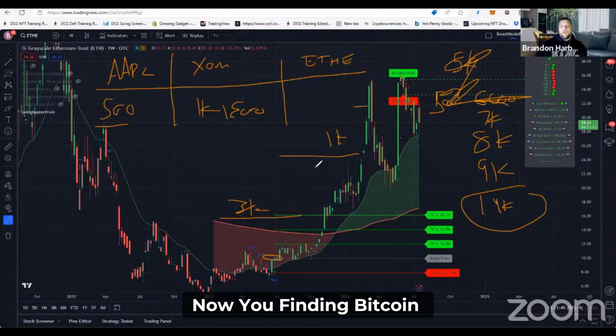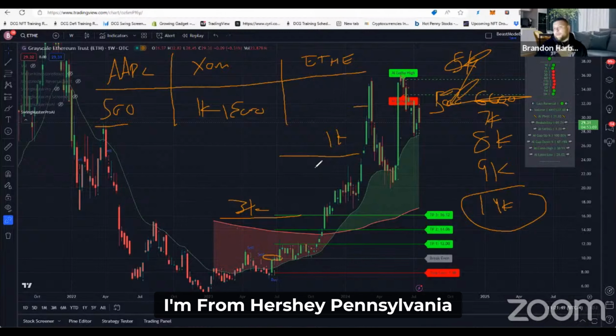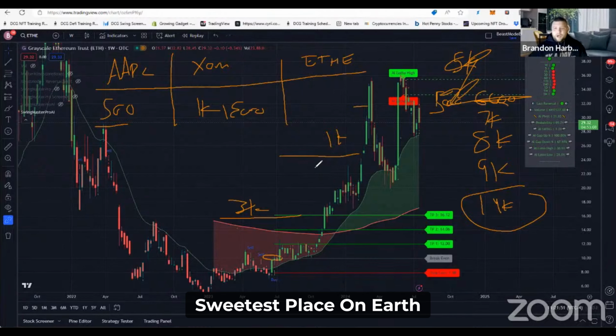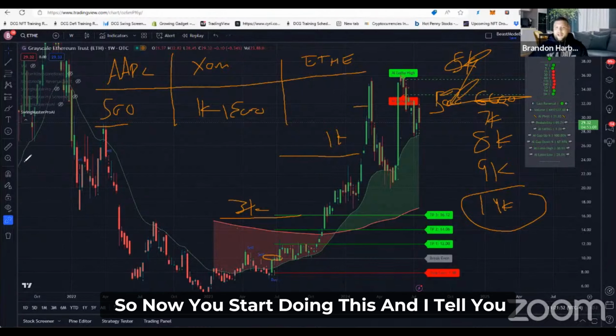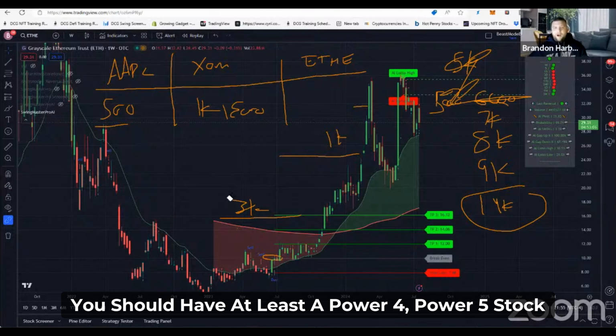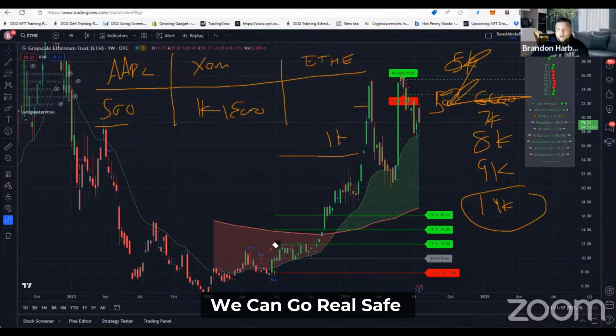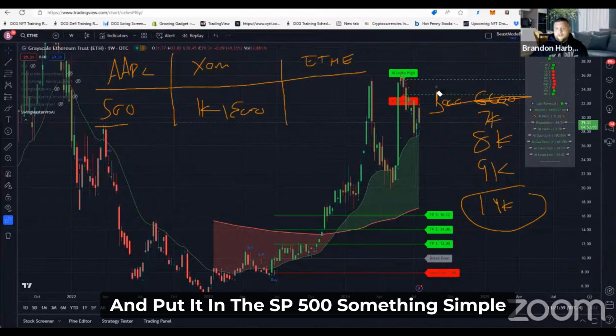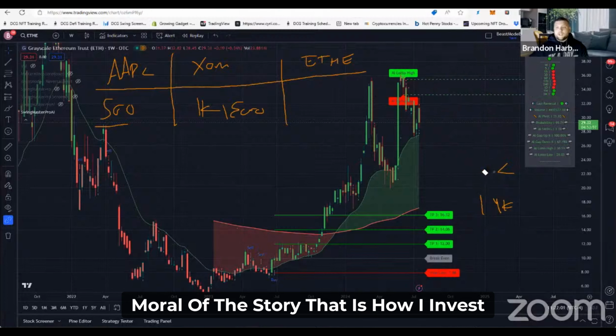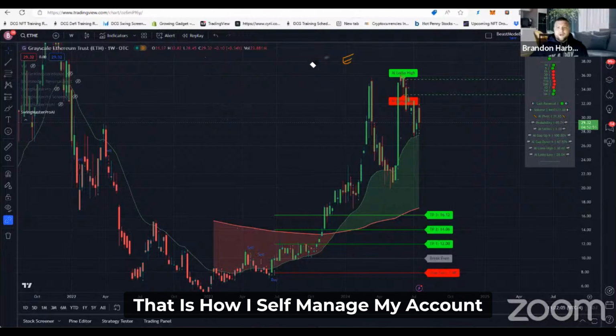Now you find Bitcoin. Now you throw in Hershey. I'm from Hershey, Pennsylvania, sweetest place on earth. So now you start doing this, and I tell you, you should have at least a Power 4, Power 5 stock, or you can go real safe and put it in the S&P 500. Something simple. Moral of the story, that is how I invest. That is how I self-manage my accounts.